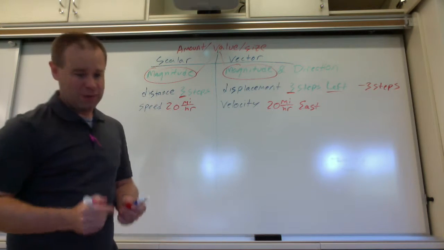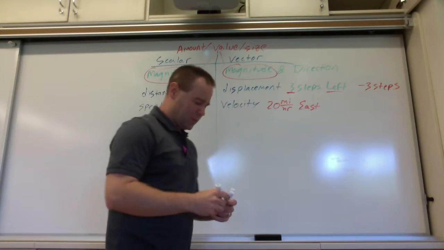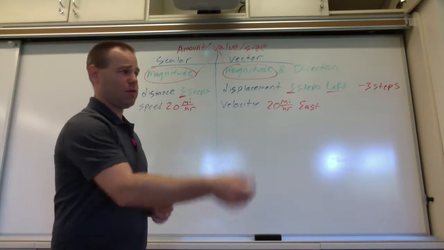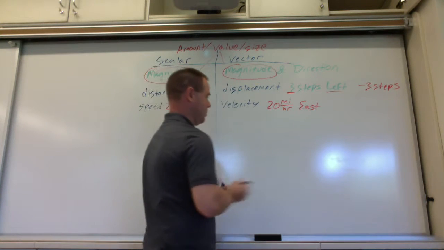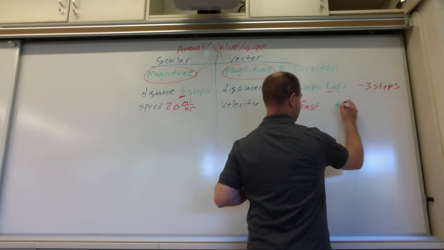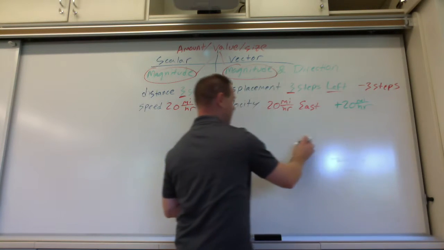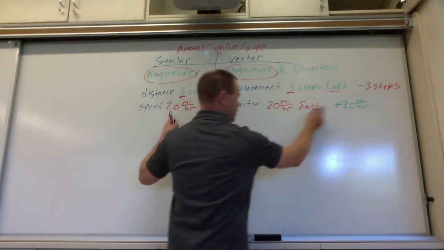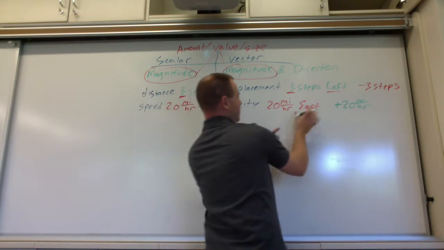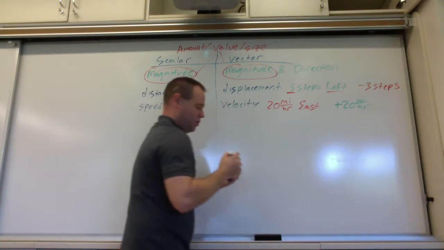Well, again, how would we represent that mathematically? East is to the right, so we'd probably say that's the positive direction. So we would say this is positive 20 miles per hour. There we see we've got 20 is our magnitude in all cases. Over here, east is our direction and positive is our direction.